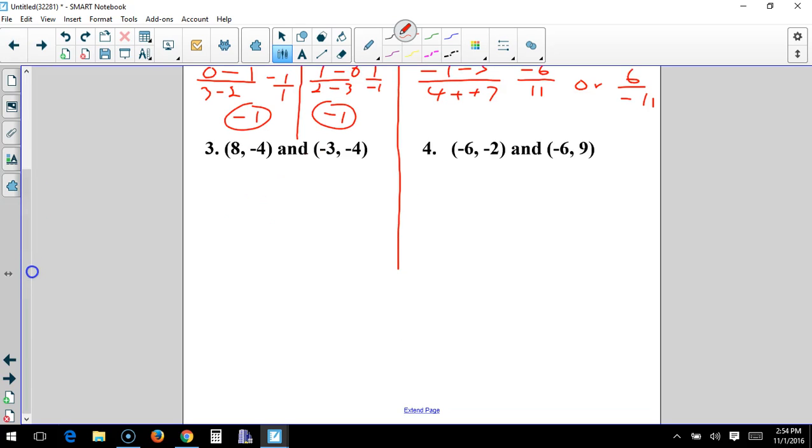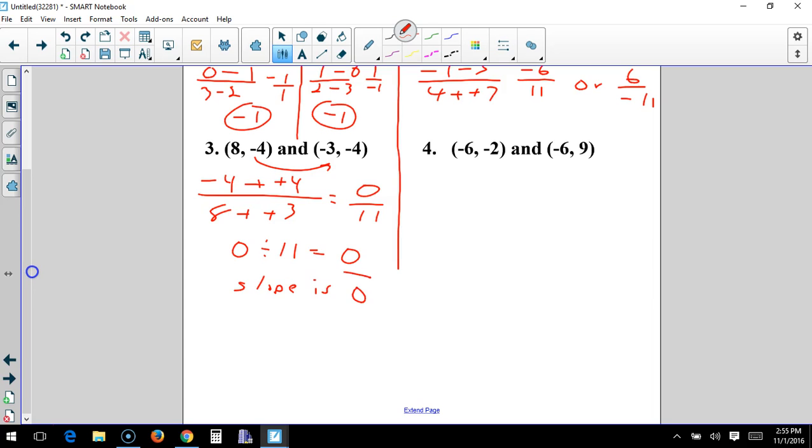Okay, number 3. I'm going to go this direction. Negative 4 minus negative 4. 8 minus negative 3. Double negatives everywhere. This ends up being plus 4, which cancels and makes 0. This ends up being positive 11. Type in your calculator. Remind yourself. 0 divided by 11 equals 0. So the slope is 0. That is a mathematical number, 0, which is quite different than nothing.